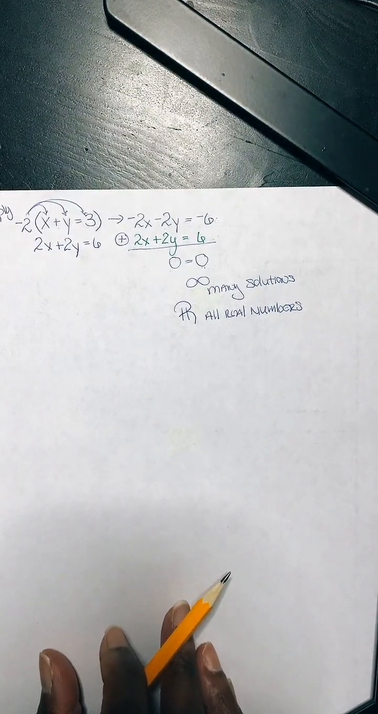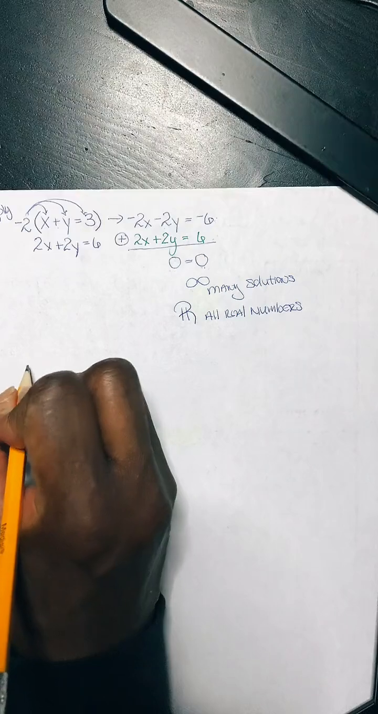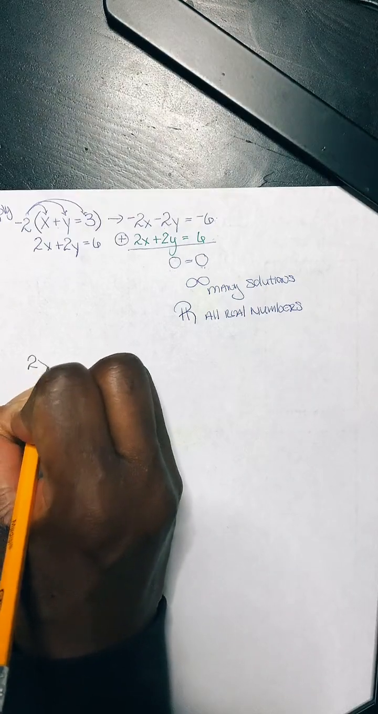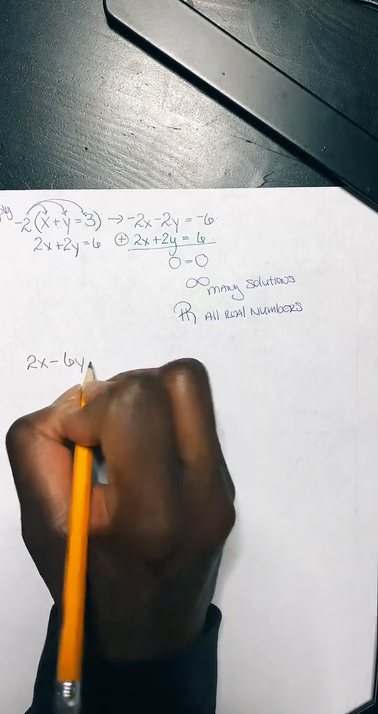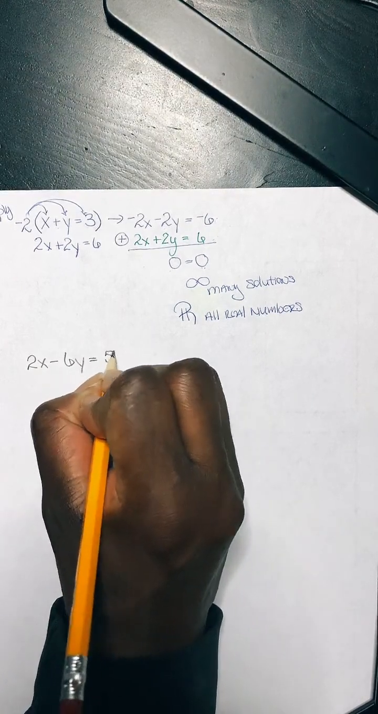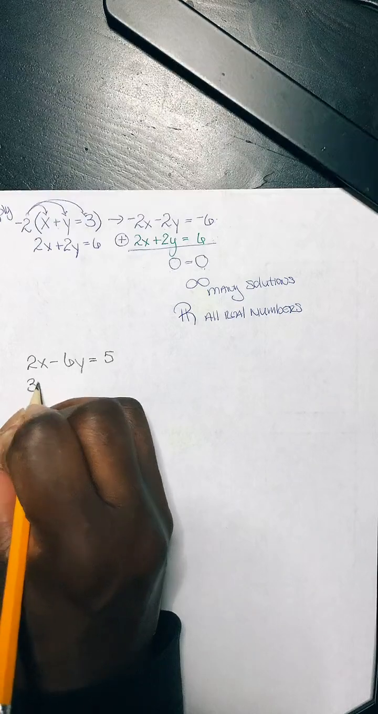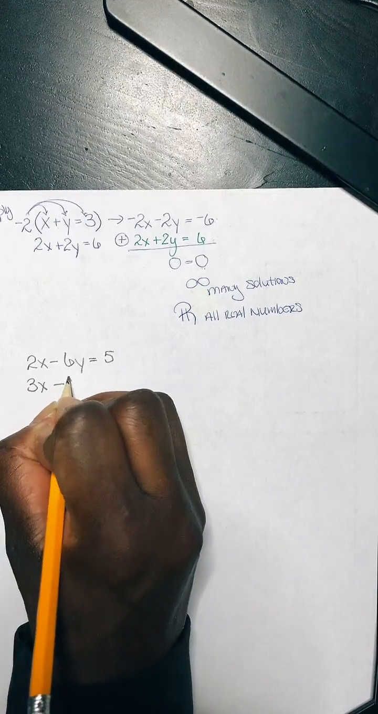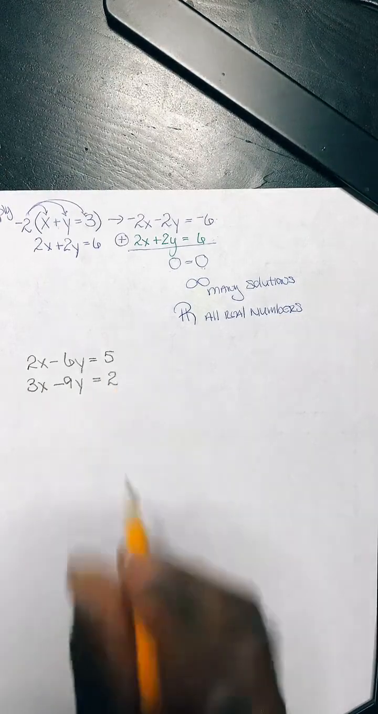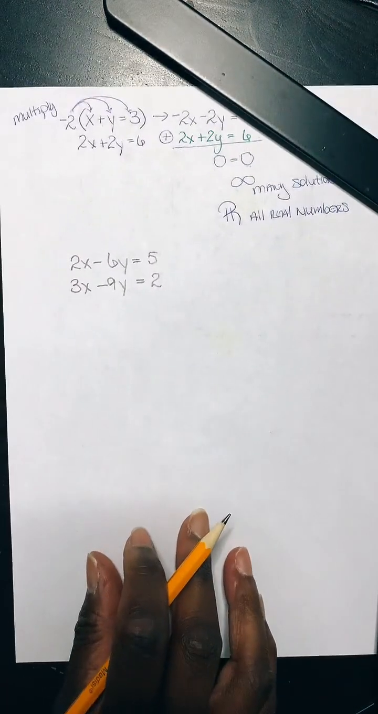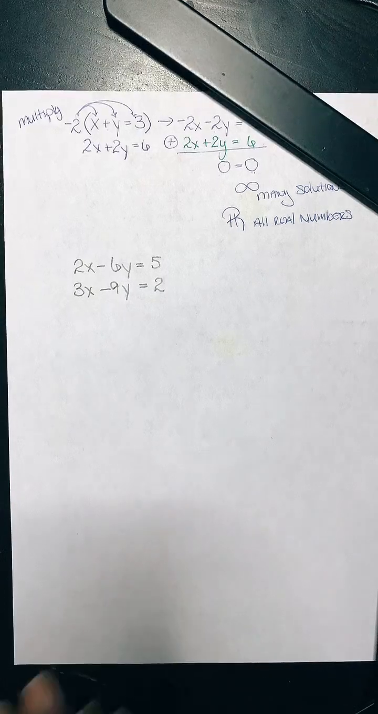All right, so let's try another one. So we have 2x minus 6y equals 5. And we have 3x minus 9y equals 2. Okay, let me raise it up a little bit and shift it over so you guys can see it.